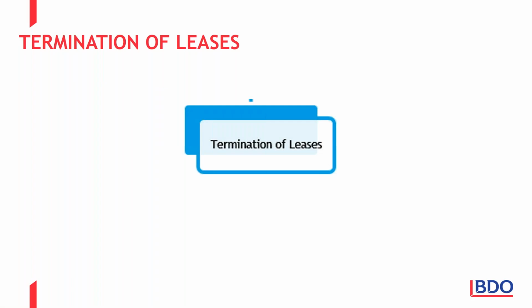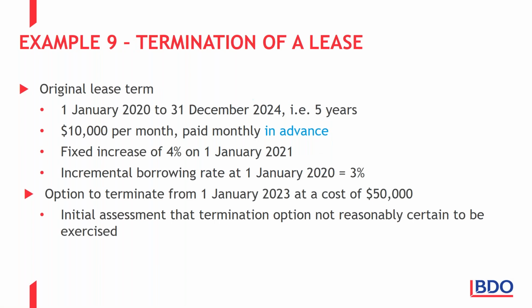And then the last one I would like to look at is, for completeness purposes, we could have termination of leases. So it could be, and that's the last bit, our original lease term was for 5 years. We paid $10,000 per month, monthly in advance. And we've said that we have an increase of 4% on 1 January 2021. Let's say our incremental borrowing rate at 1 January 2020 was 3%. But also that in that original lease term, there was an option to terminate from 1 January 2023 at a cost of 50,000. So if you wanted to terminate, you could do it on 1 January 2023.